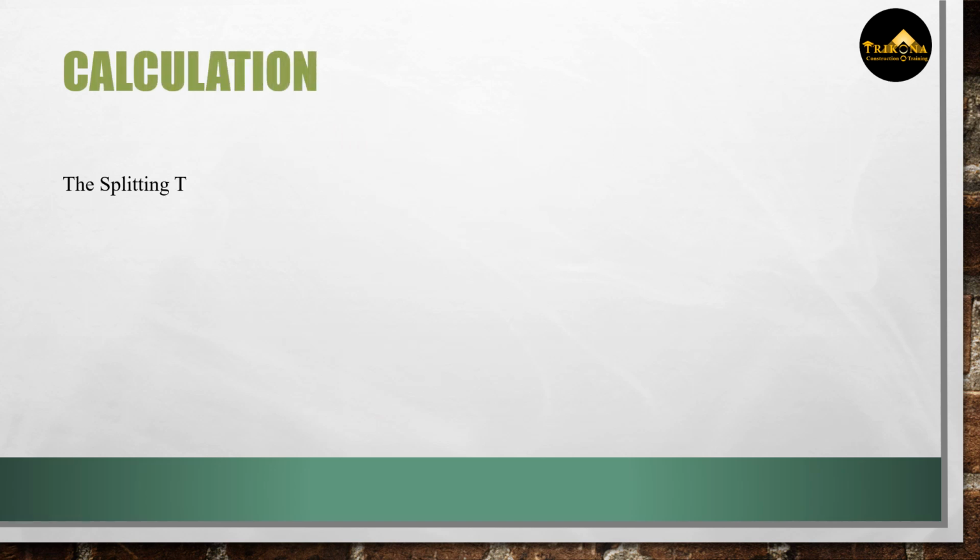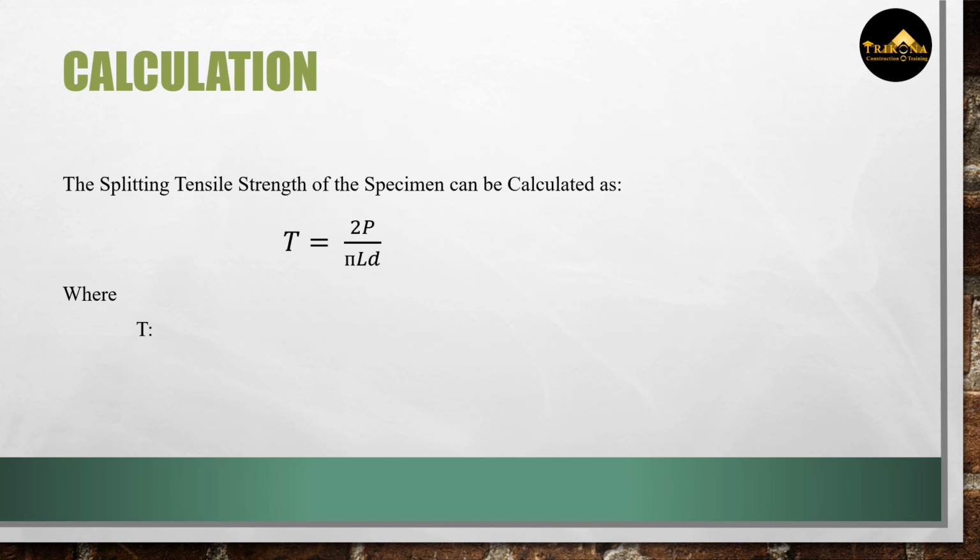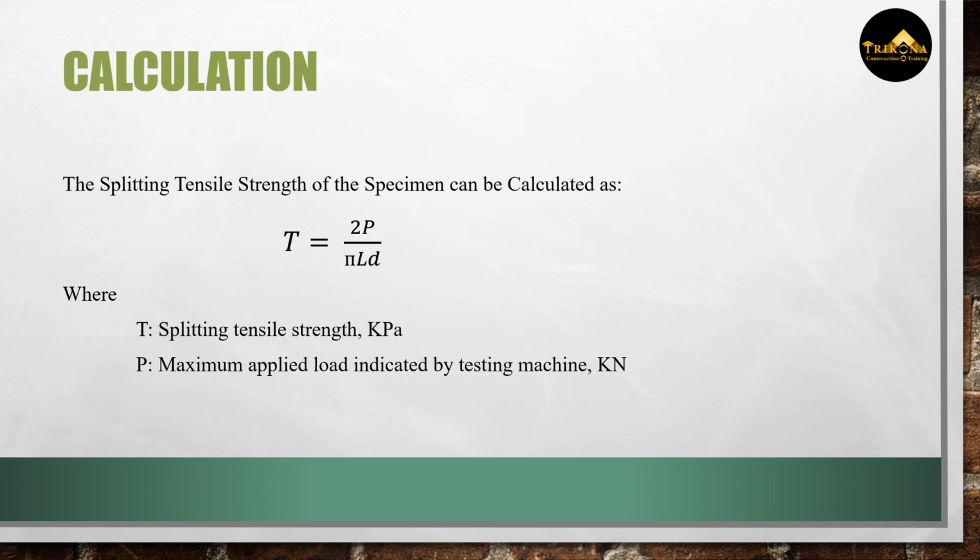Calculation. The splitting tensile strength of the specimen can be calculated as T equals 2P divided by pi L D, where T is the splitting tensile strength in kilopascals, P is the maximum applied load indicated by the testing machine in kilonewtons, L is the length in meters, and D is the diameter.